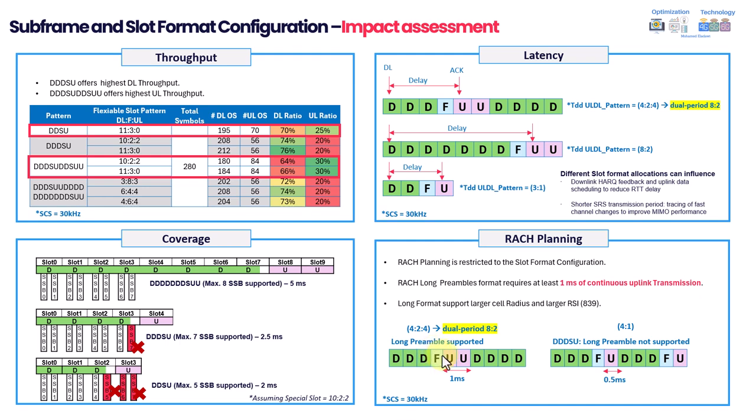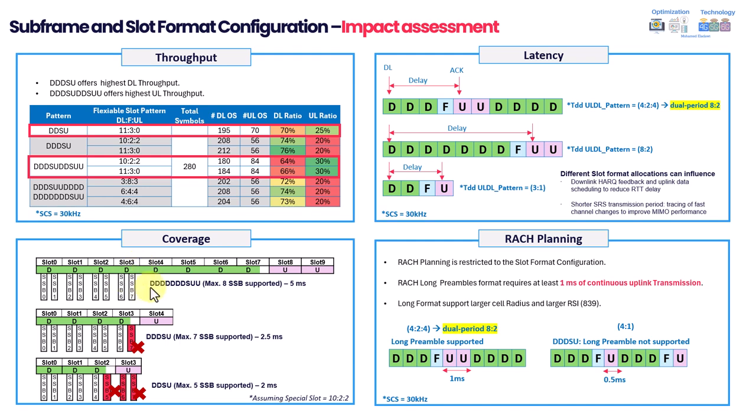Long preamble is very useful whenever you have a macro site, especially for macro sites, because it has a larger root sequence index. So this can give you much better RACH performance. The short preamble can be more beneficial whenever you speak about millimeter wave. Particularly, it might be used only for small cells that require a smaller cell radius, while the long format supports a higher cell radius.